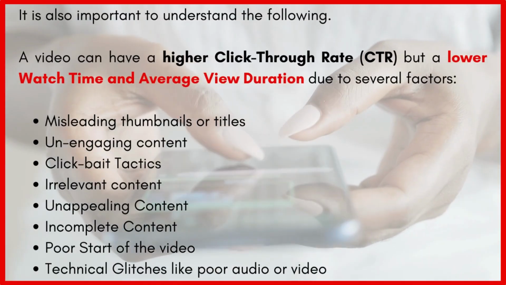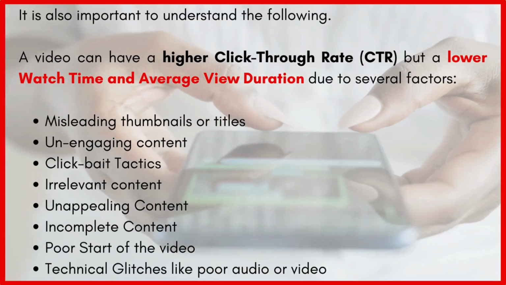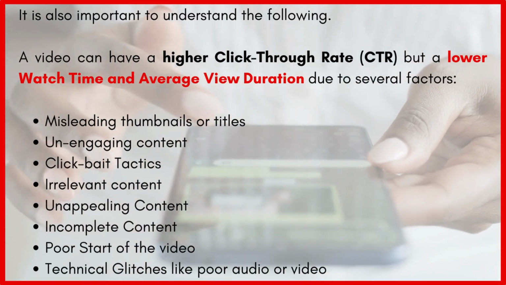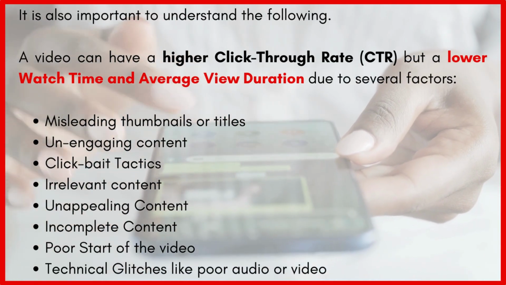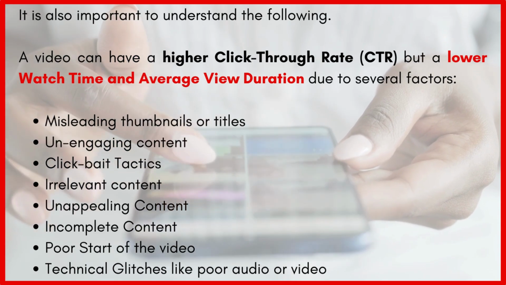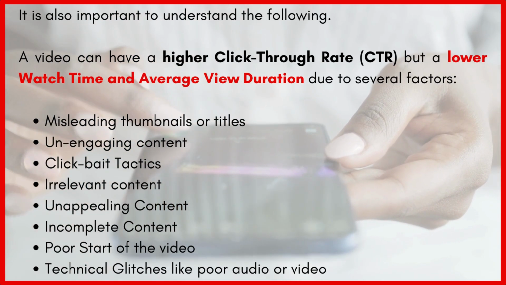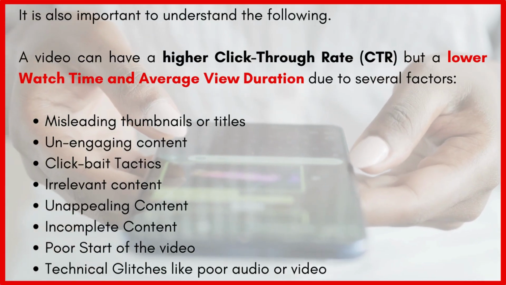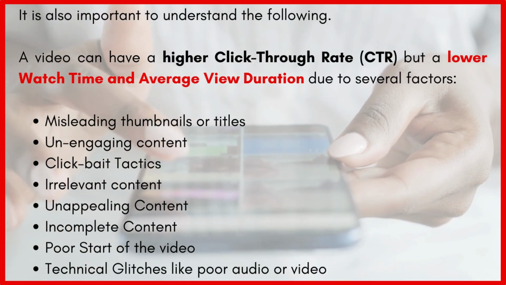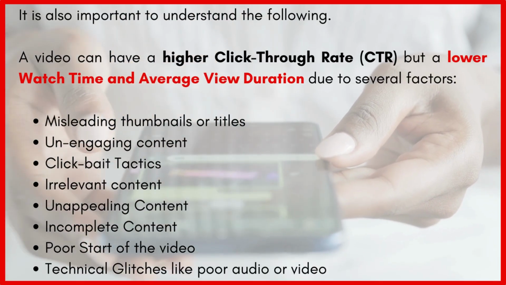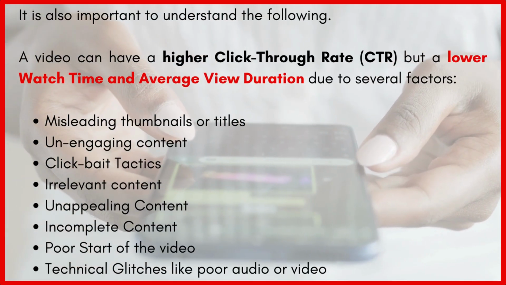It is also important to understand the following. A video can have a higher click-through rate, CTR, but a lower watch time and average view duration due to several factors: misleading thumbnails or titles, unengaging content, clickbait tactics, irrelevant content, unappealing content, incomplete content, poor start of the video, technical glitches like poor audio or video.